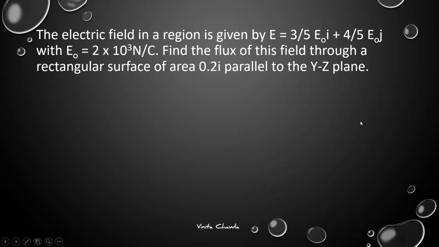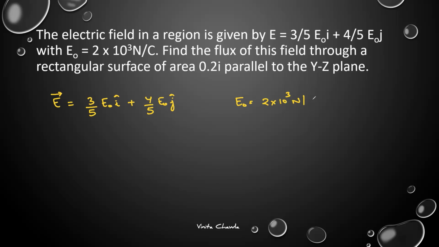Yes. So we have another question on the screen. The electric field in a region is given by this, and the value of E naught is given. Find the flux of this field through a rectangular surface of area 0.2 I cap parallel to the YZ plane. कैसे करेंगे? So first of all, write the things that are given to you. Electric field we can write as 3/5 E naught I cap plus 4/5 E naught J cap, right? The value of E naught is 2 into 10 raised to the power 3 Newton per coulomb.